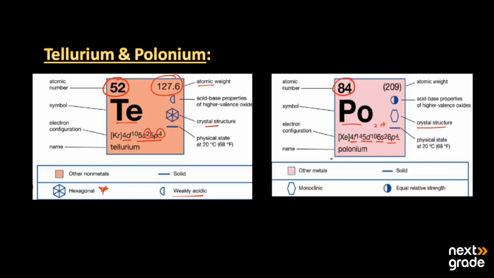Its crystal structure is monoclinic. Atomic weight is 209 gram per mole. Its acidic-basic properties show that it has equal relative strength as an acid as well as a base. And its physical state is solid at room temperature, or we can say at 20 degrees Celsius, which is equal to 68 degrees Fahrenheit. And we can say that it is more like the metals.